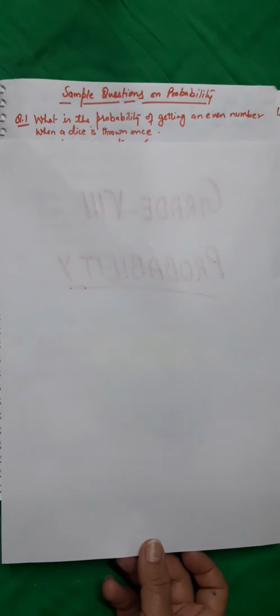Question number 1. What is the probability of getting an even number when a dice is thrown once? The total number of events are 6 when we throw a dice. What are those? 1, 2, 3, 4, 5 and 6. Now, if I have to get an even number, then my favorable events are 2, 4 and 6. So therefore, the probability of getting an even number will be 3 upon 6, which is equal to 1 upon 2.